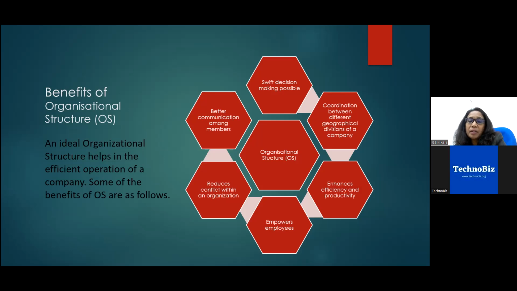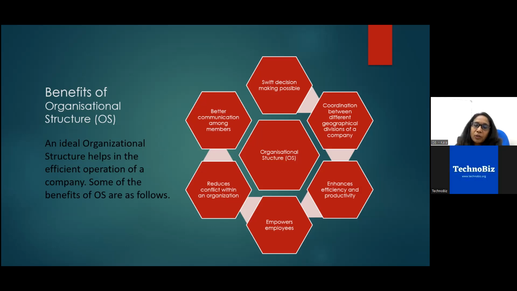Okay, next, how it enhances efficiency and productivity. These are a few benefits that I'm highlighting. So organizational structure can improve the level of efficiency as the staff knows their roles and responsibilities, and the supervisor knows what to expect of their subordinates. Okay, so they know exactly what the expectation and their responsibility is. It improves productivity generally. Okay, and most important, it empowers the employees.